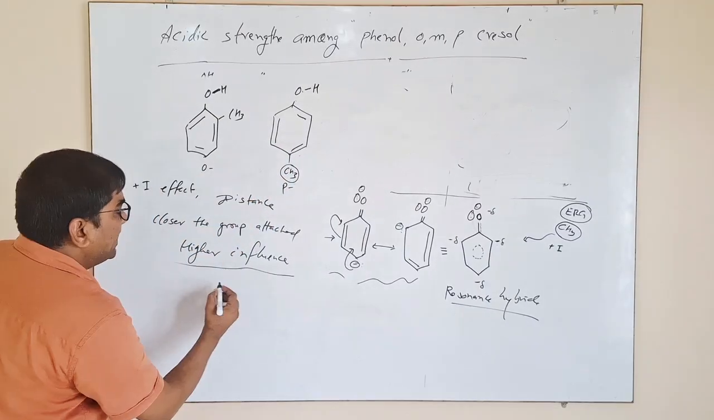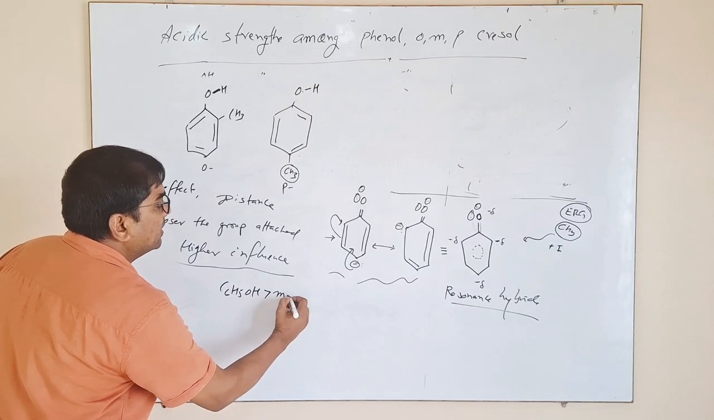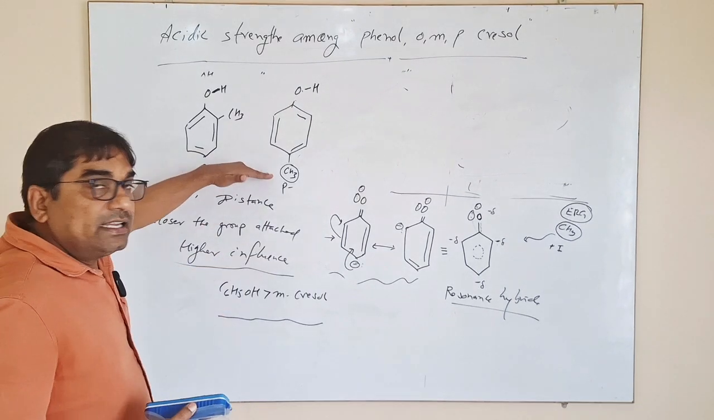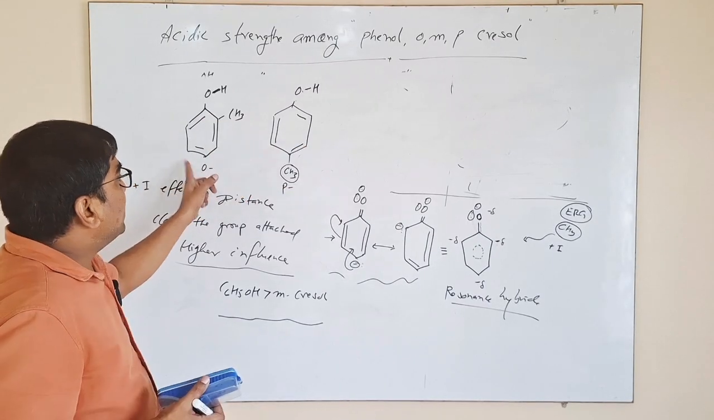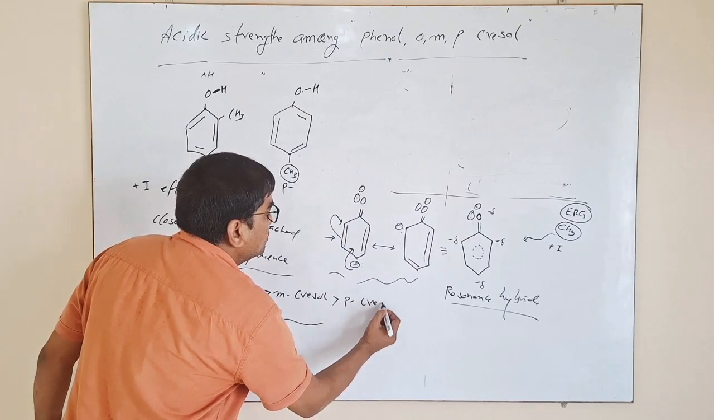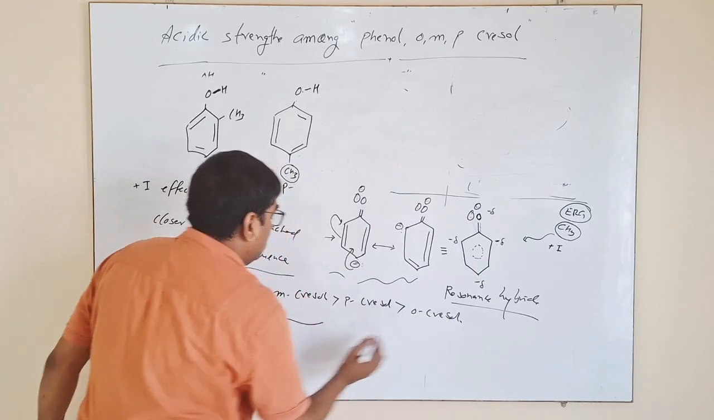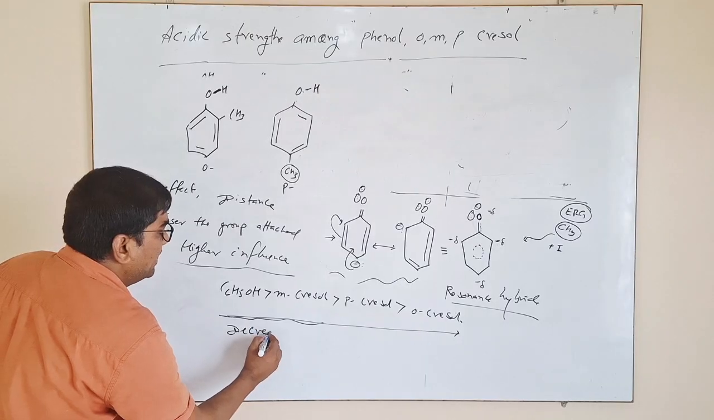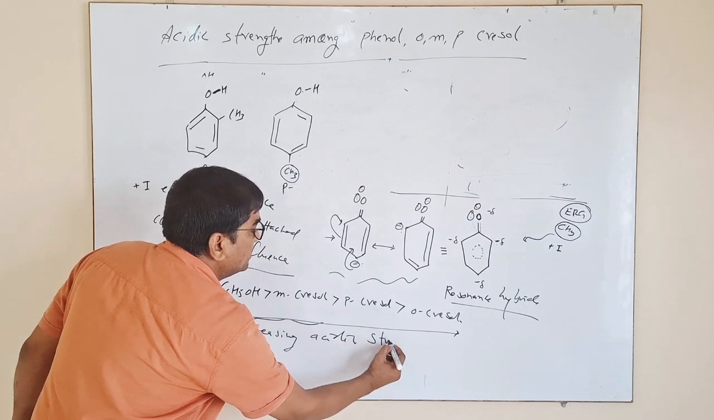than orthocresol. In the first half we have noted down that phenol is more acidic than metacresol. That was the first half of the answer, and in the second half we know paracresol is more acidic than ortho. Therefore meta will be more acidic than paracresol, and para will be more acidic than orthocresol. This will be the decreasing order of acidic strength.